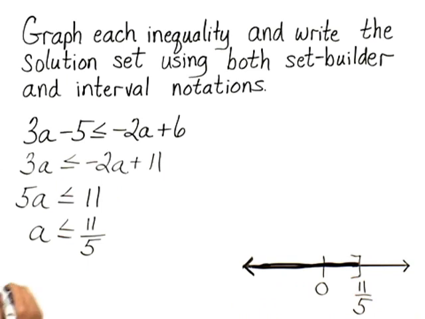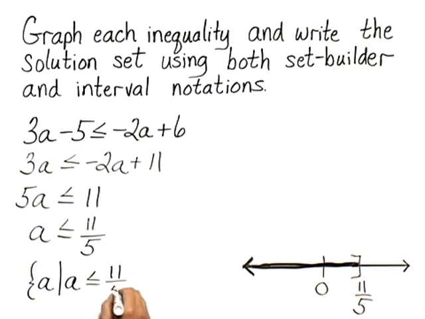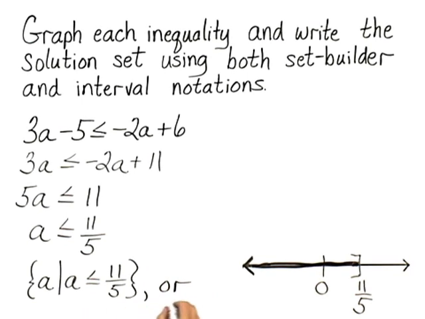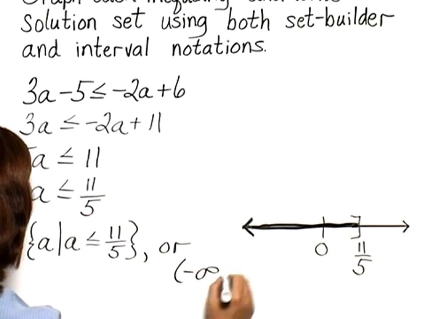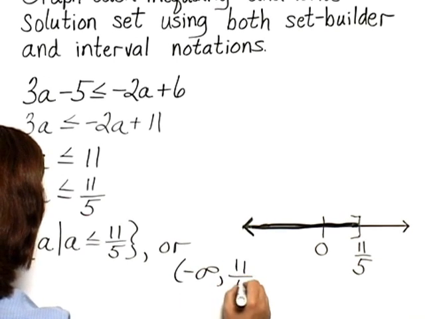And I can write the solution set as, in set builder notation, the set of all a such that a is less than or equal to 11/5. Or, in interval notation, I can write this as the interval from negative infinity to 11/5, including 11/5.